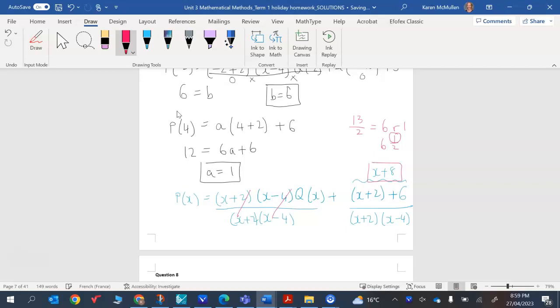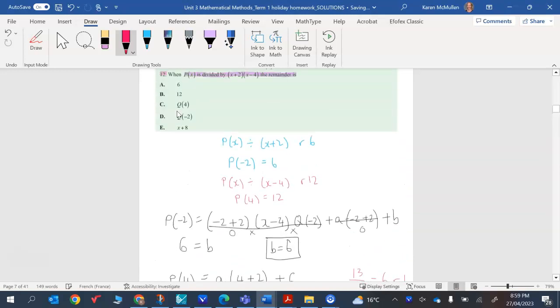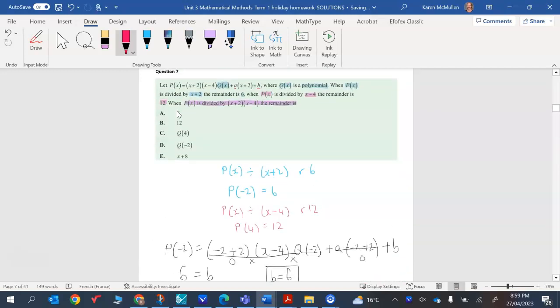In this question, which is a lot more complicated, wouldn't it be nice if your methods question was just 13 divided by 2? Your remainder is X plus 8. So your answer to this one is E.